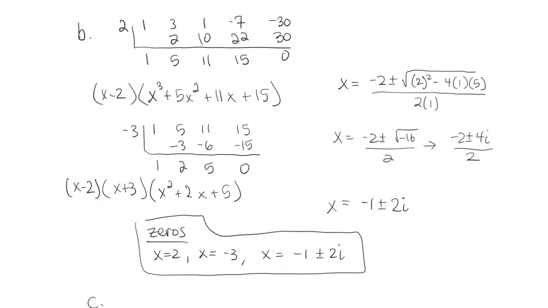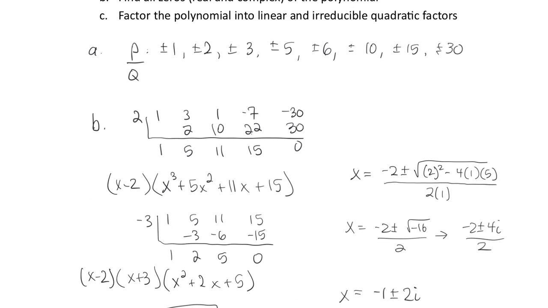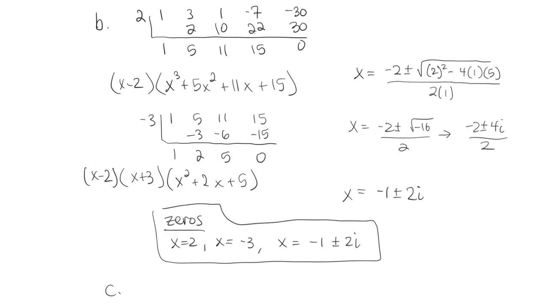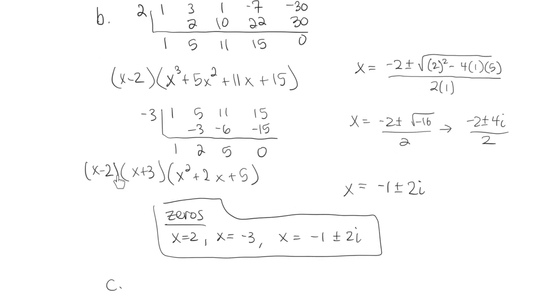And then for part C, which is to factor the polynomial into linear and irreducible quadratic factors, we actually have that done right here. This is the answer for part C. We have linear factors and an irreducible quadratic factor. So for part C, the polynomial p of x is x minus 2, x plus 3, and x squared plus 2x plus 5.